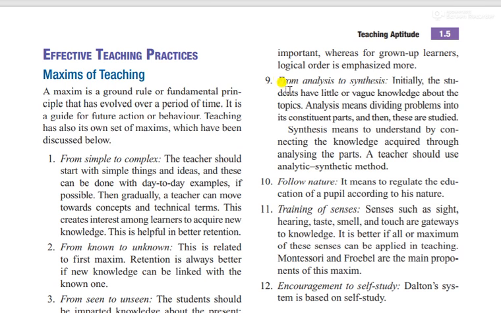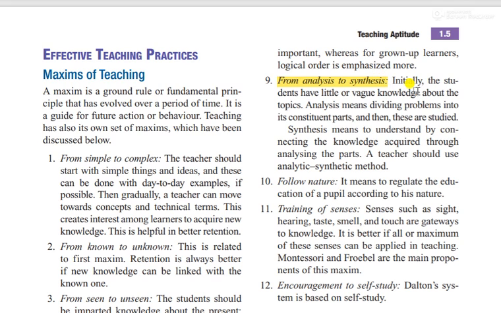Another one is from analysis to synthesis. Initially students have little or vague knowledge about the topic. Analysis means dividing problems into their constituent parts, and then they are studied. Sometimes a student may have very little knowledge, or sometimes very vast knowledge also. Analysis means dividing all the things into various parts, and then these parts are studied.